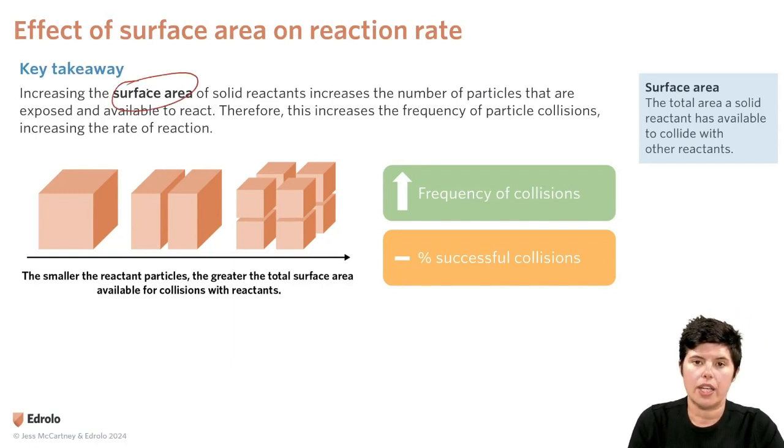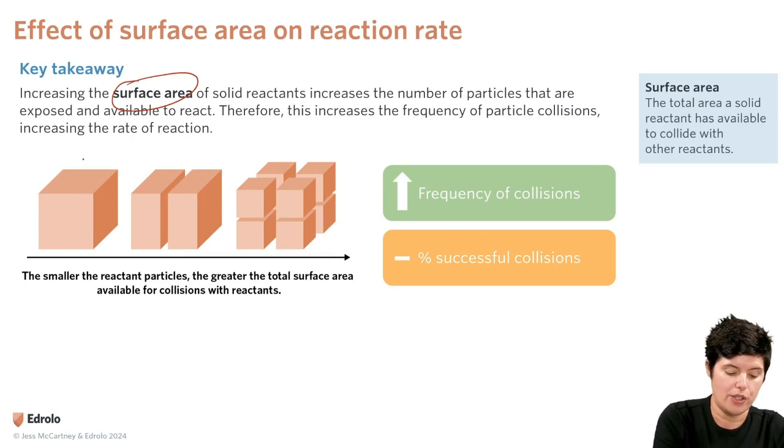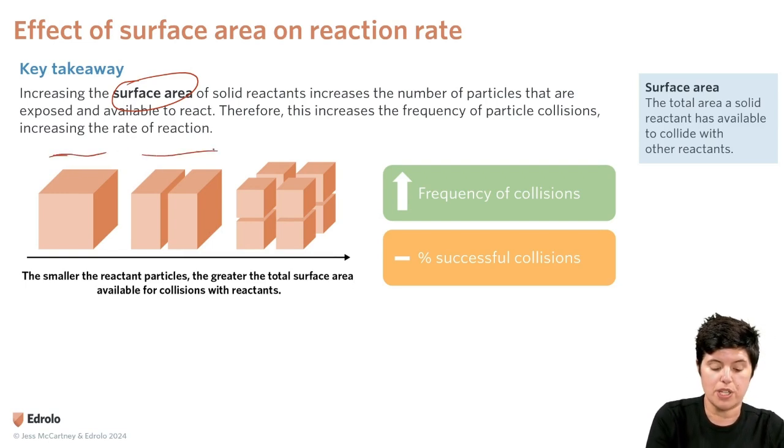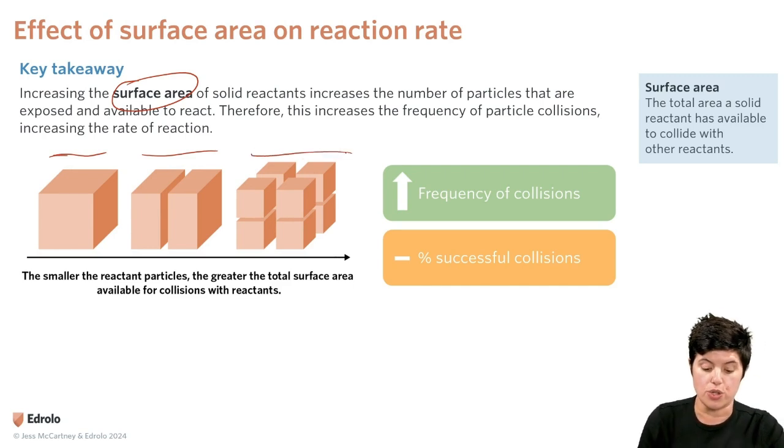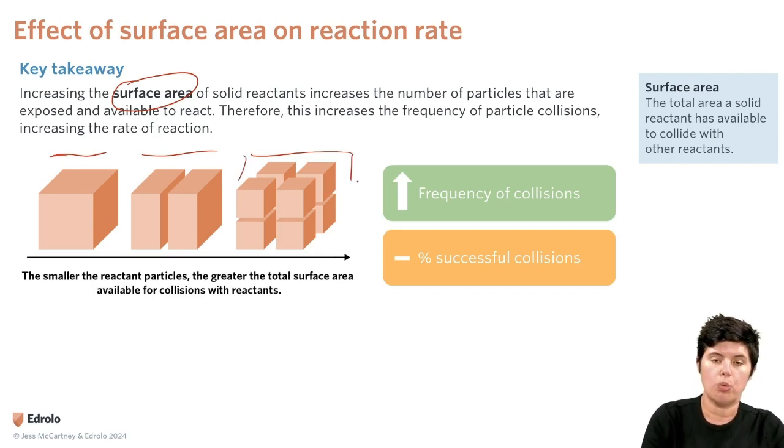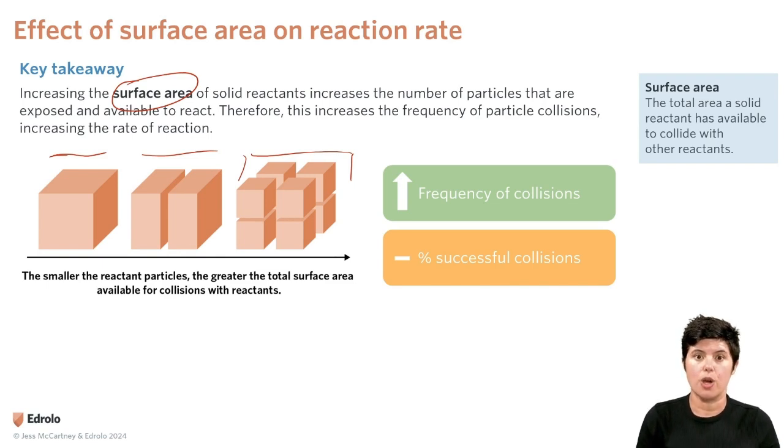When you are increasing the surface area of a reactant, you are changing the amount of reactant that can come in contact with the other reactant. If you're looking at this picture here, we have a solid mass, then it's broken up into 2 bigger masses, and then it's broken up into 8 smaller masses. Now, if you are reacting these masses, the smaller ones will come in contact with the other reactant more frequently. So therefore, as you increase the surface area, you increase the frequency of collisions.